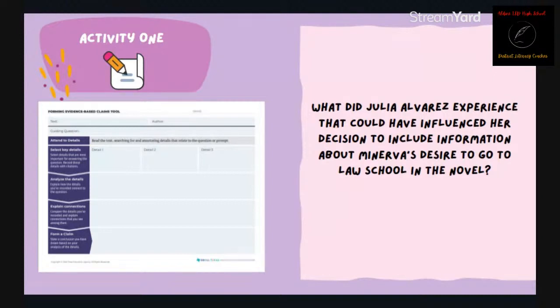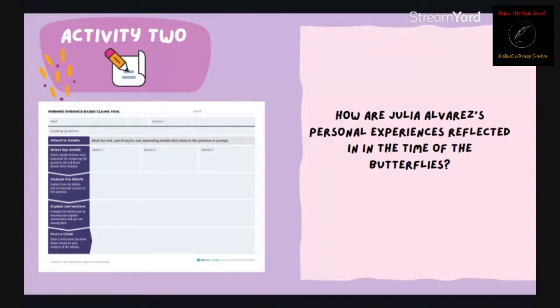If some students are struggling with making connections across texts, the teacher might have them work with the Extending Understanding tool as a scaffolded support prior to completing a forming evidence-based claims tool. Next, students use their forming evidence-based claims tool to draft a paragraph that answers the question on the screen. How are Julia Alvarez's personal experiences reflected in The Time of the Butterflies?